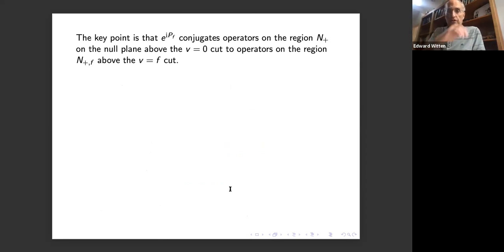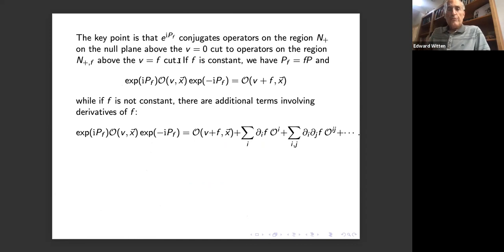Now, the key point is that e to the iP_F conjugates operators in the region N plus in the null plane above the standard cut to operators in the region N plus F above the V equals F cut. They don't do that in a simple way. If F is constant, the conjugate of O of V and X is O of V plus F and X. But if F isn't constant, there are additional terms involving derivatives of F.